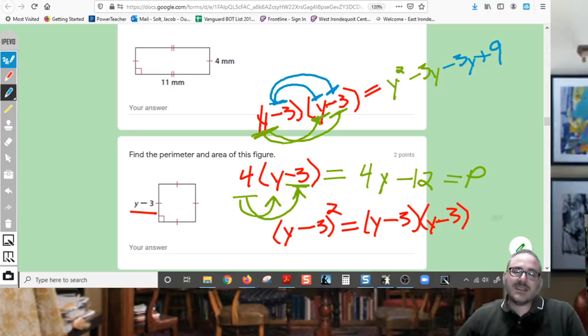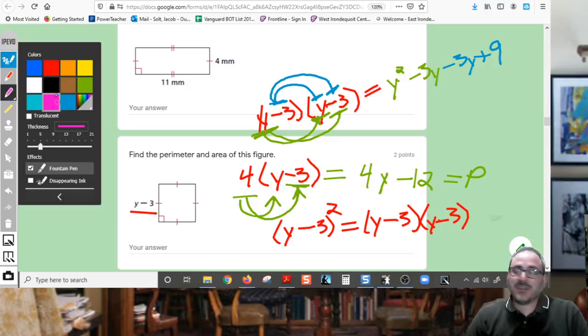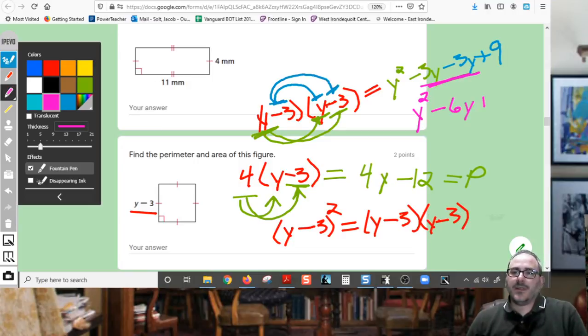Okay, am I done? I'm not quite done yet. And for some of you are like, oh my gosh. Listen, sometimes when you're thinking logically, there's a lot of steps, right? I got to combine like terms. These two terms here are like terms. They're both being multiplied by y, so I can combine them. I can add them together. Negative 3 plus negative 3 is negative 6. So negative 6y plus 9. This is now my final answer. The area is going to be equal to y squared minus 6y plus 9.